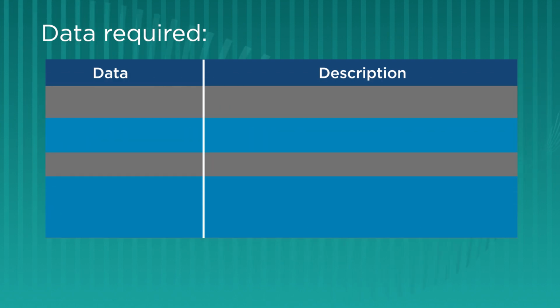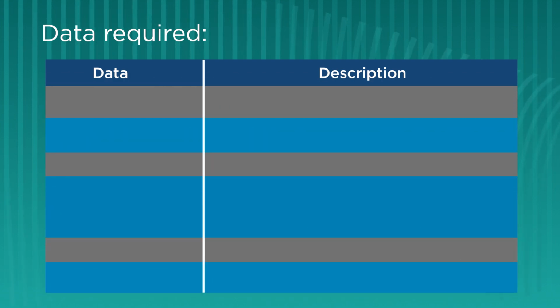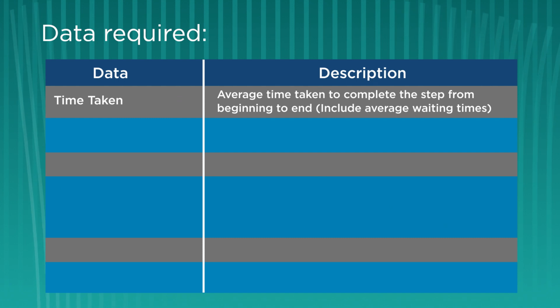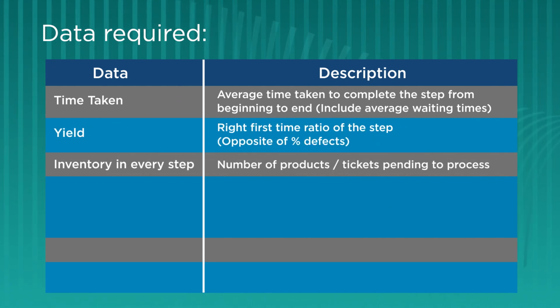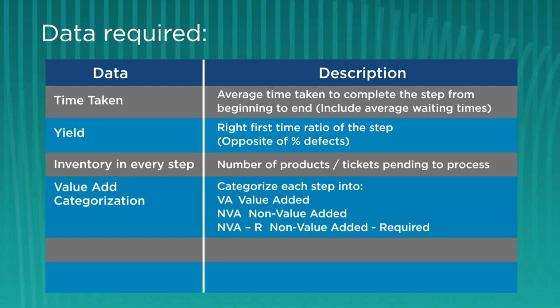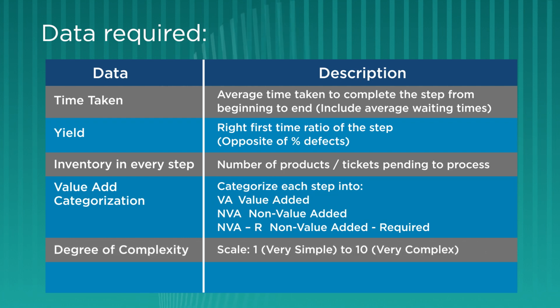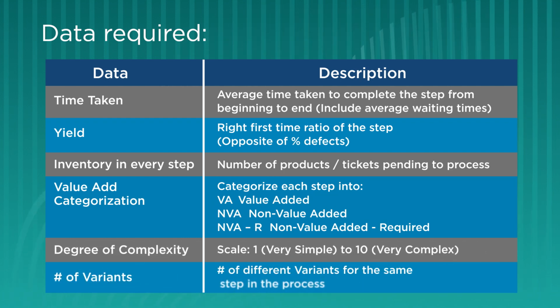Here's a further look at the data you will need for each step in your process. Average time taken, percent right the first time, amount of inventory within each step. Is it adding value? If not, is it required? How complex is the step? And number of variants or different ways to do the step.